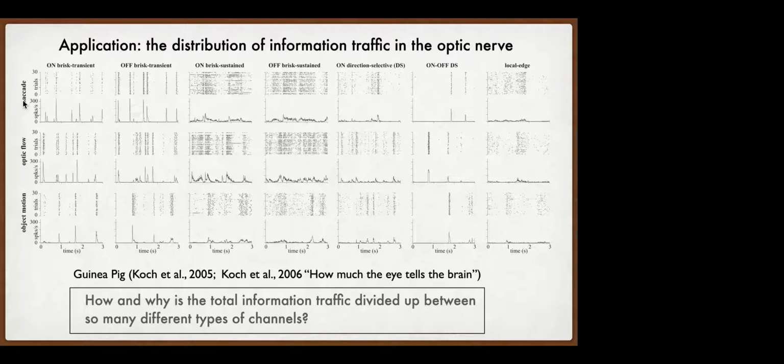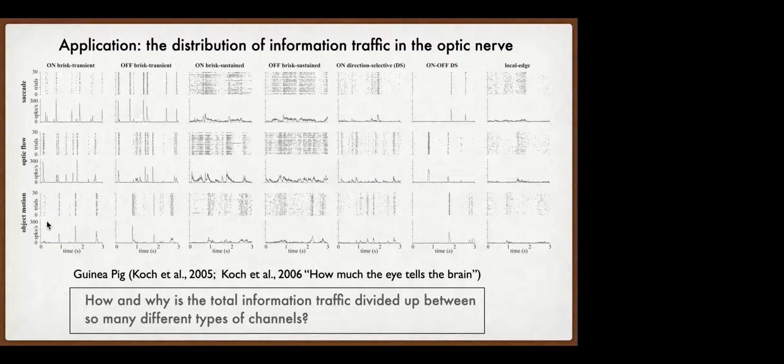As it fixates on different things. Then there's optic flow. Optic flow is when you're moving straight forward and the whole scene flows behind you. Then there's object motion, where you're fixating at one point and there's an object moving around the scene. So what's been done here is three different kinds of visual inputs have been applied to the retina, and different kinds of cell types have been identified responding to these inputs.